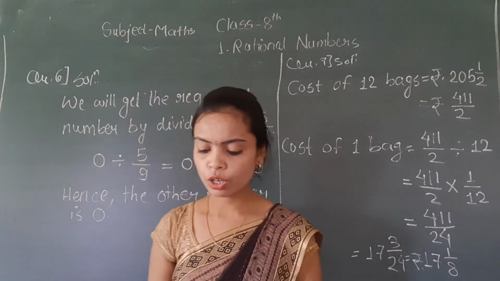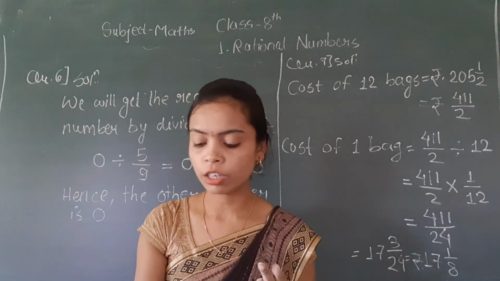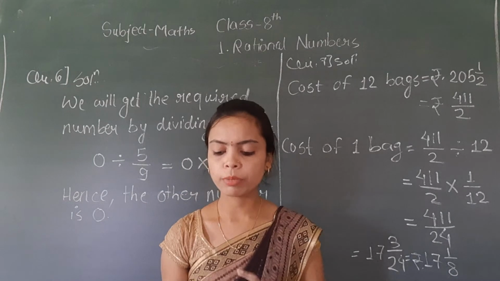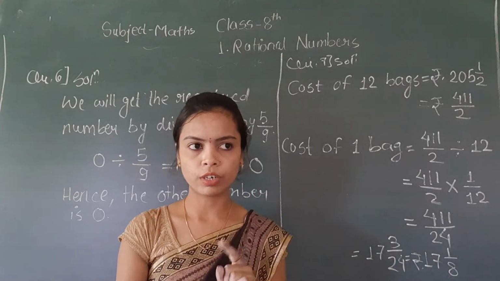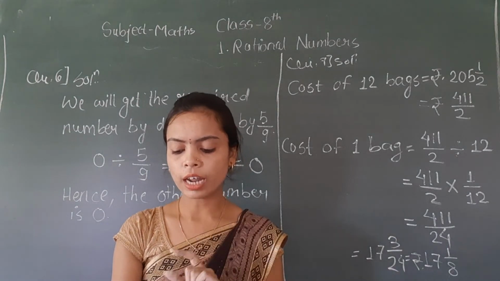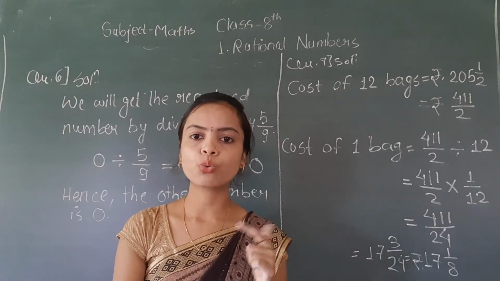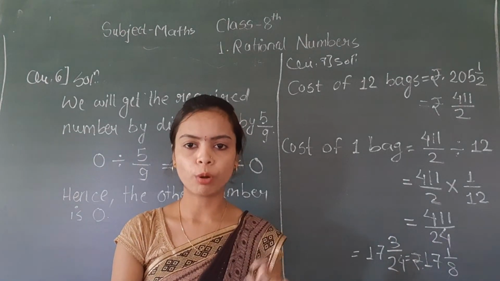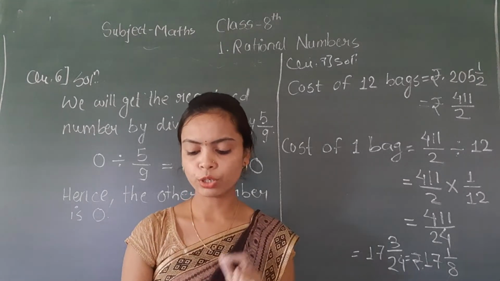Now what is your question number 9? Skip question number 8, I will tell you later. Question number 9 is verify, in which there are two terms given on the left hand side and the right hand side. It is nothing but the distributive property. That means you have to verify the distributive property here.